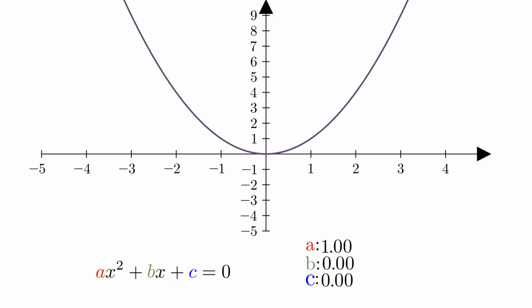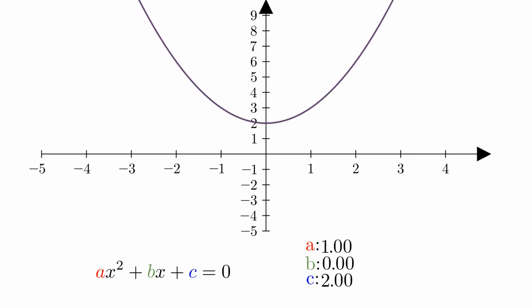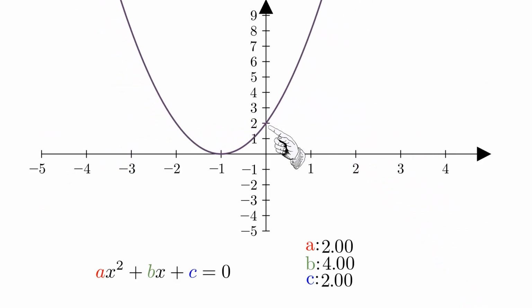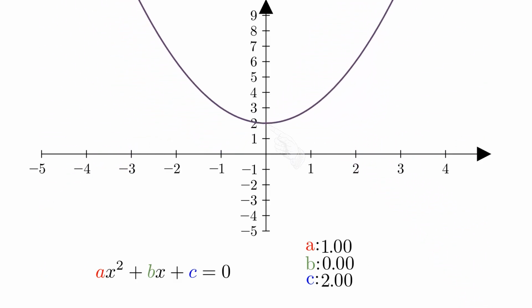Remember our good old C constant? Well, let's take a look at why it's really called the constant. Let's mess around with our A and our B a lot. You see how this point right here doesn't change? What else do you notice about this point? That's right, the height of this point is our C.